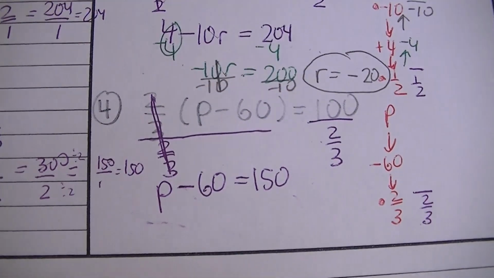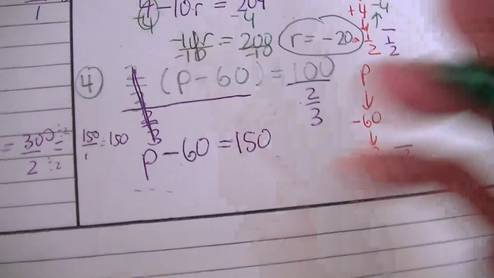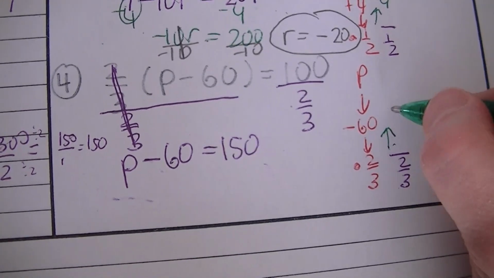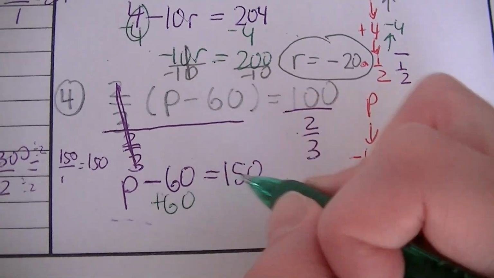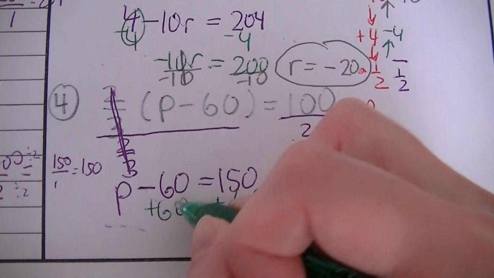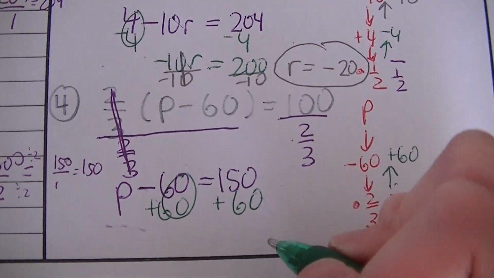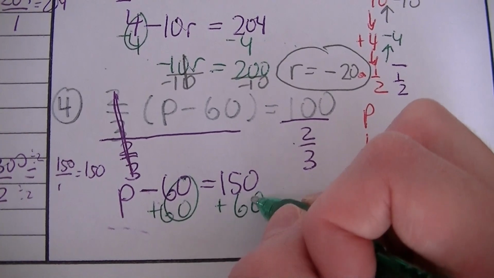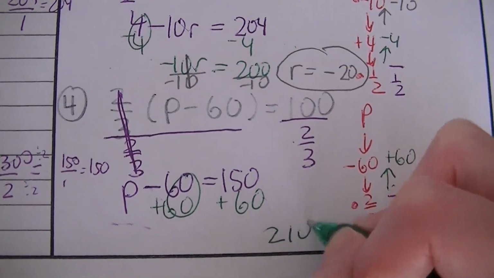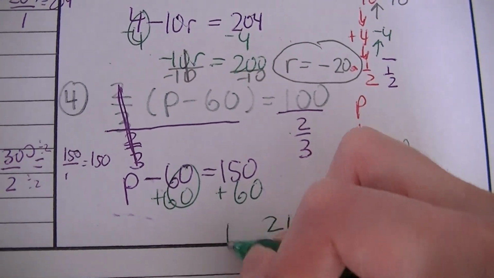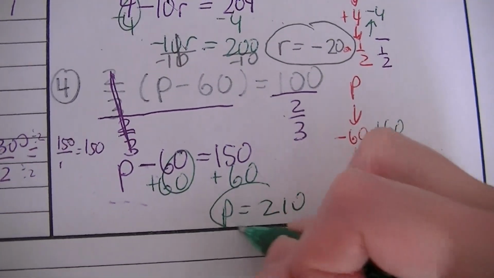Okay, now that it's simplified, we go on back up. Inverse operation of subtract 60 is to add 60. Make sure you do that to both sides of that equal sign, please. Negative 60 plus 60 is 0. 150 plus 60 is 210. And you're left with p equals that.